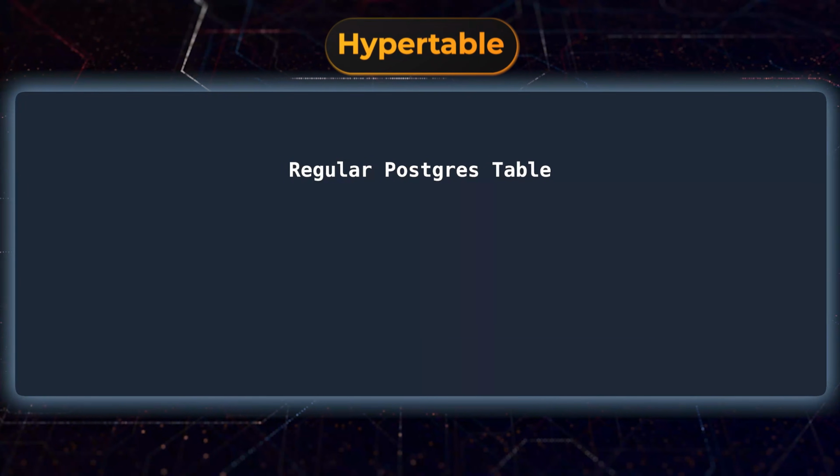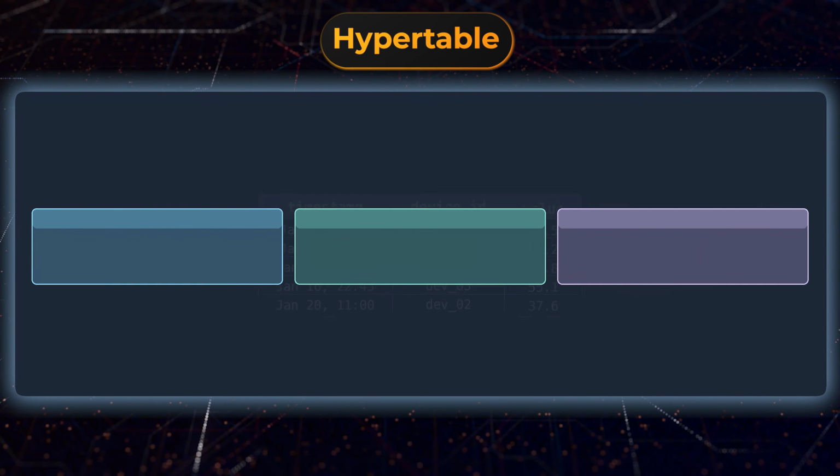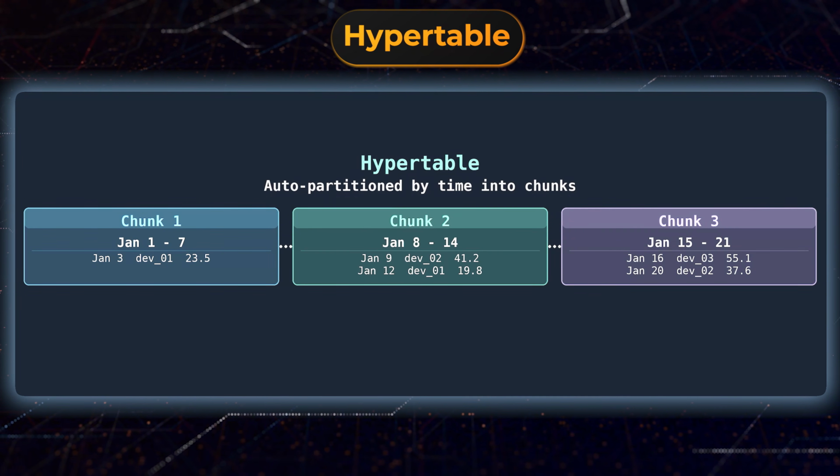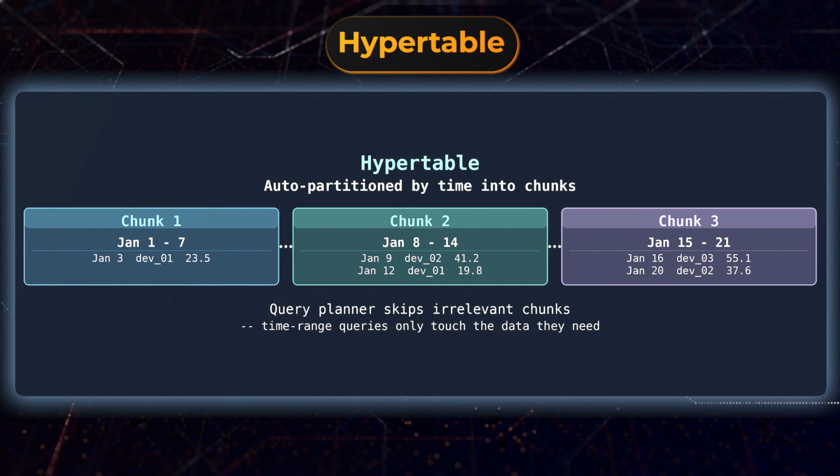So the first feature of this extension is hypertables. Now, when you convert a regular Postgres table into a hypertable, TimescaleDB automatically partitions your data by time into what it calls chunks. So you don't have to manually create partitions, you don't have to manage them, you don't have to drop old ones, it just handles it for you. And the query planner knows how to skip irrelevant chunks, so your time range queries only ever touch the data that they need.